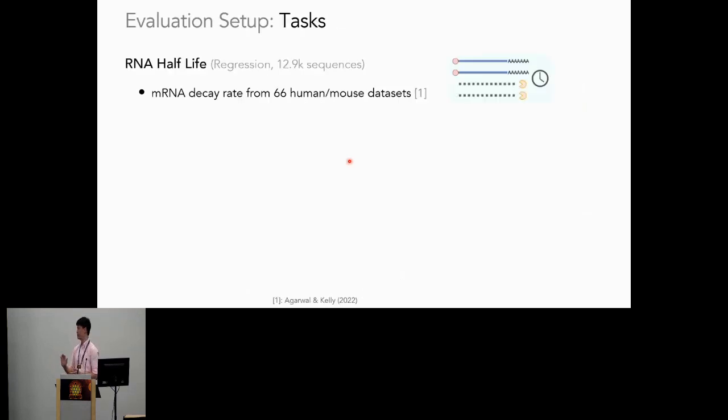Okay, at this point, let's assume our model has been trained. We've wasted tons of GPU hours. Let's convince you guys that this actually works. So we'll look at a couple of RNA property prediction tasks here.